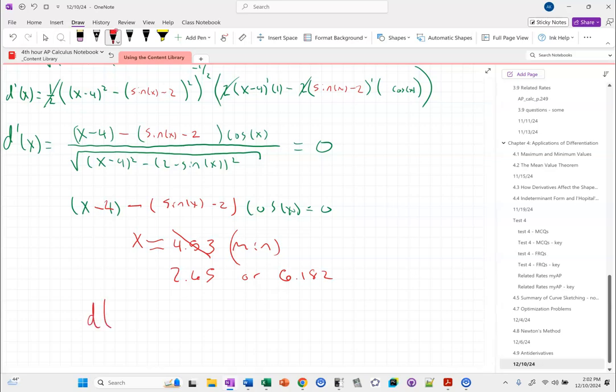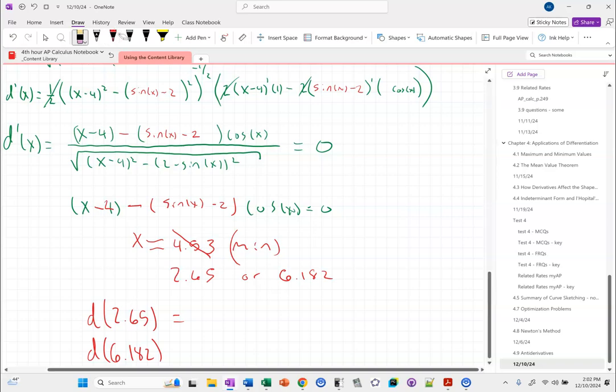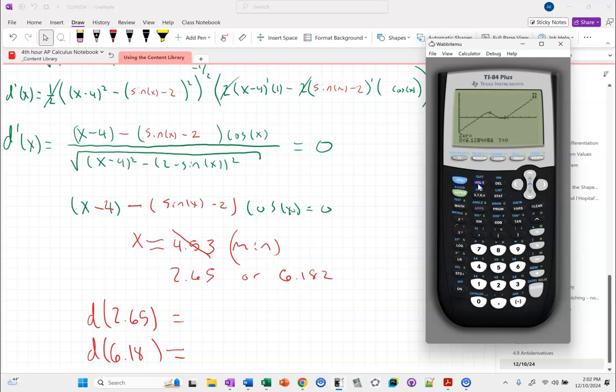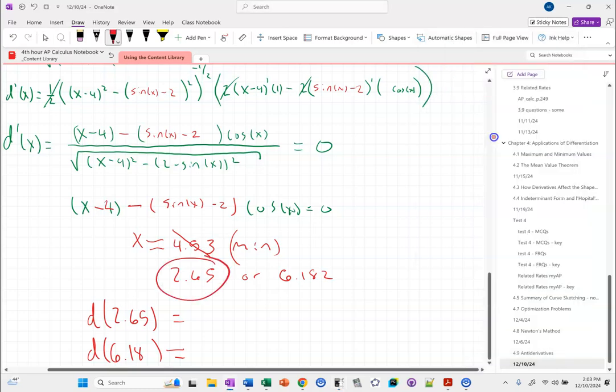So if I then just check the distance of each of these and see which one is going to be less, I guess I'll just do them both to 2 decimal points. The easiest way to do that would be my distance function is in y1. So I'll just do y1 of 2.65, and then y1 of 6.18. So that's the one that I want.